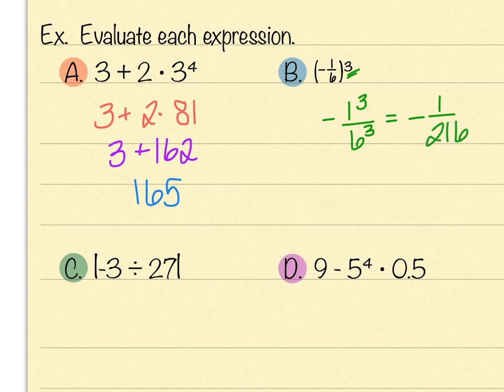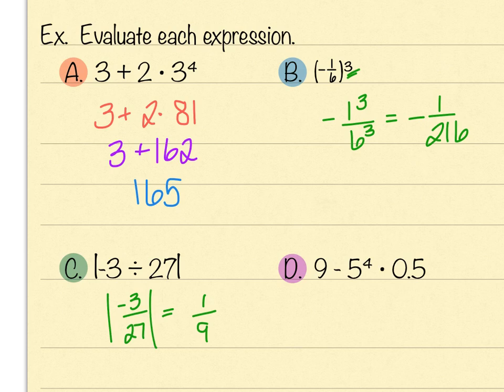Next one here, the absolute value of -3 divided by 27. Well, -3 divided by 27 can be written as a fraction, -3 over 27, which actually would reduce to 1/9. And since we have absolute value symbols, our answer has to be positive. So even though there's a negative there, we would still just get 1/9.